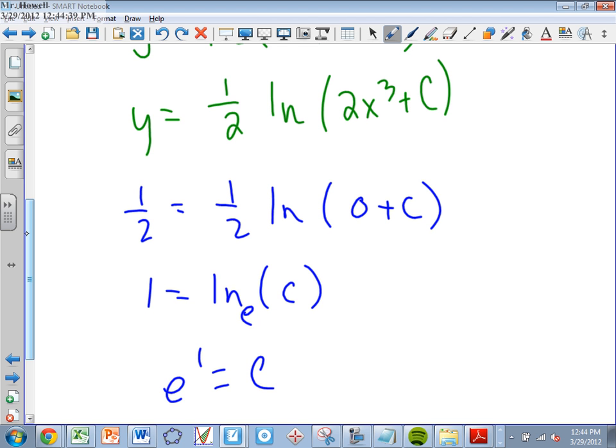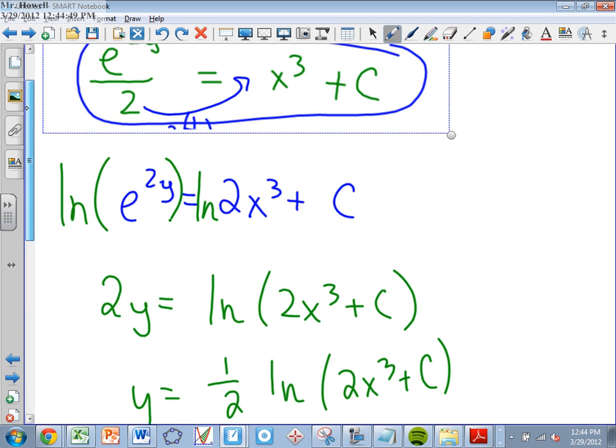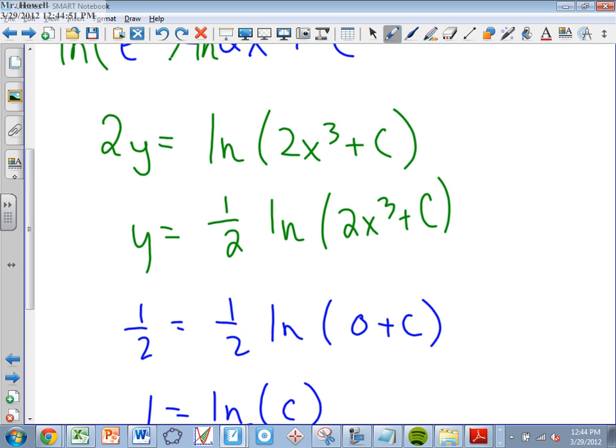Now, if you had done this instead, if you had taken the natural log of this side over here and plugged in the initial condition afterward, let's see what we would have gotten. So we had earlier, what was it, e squared over, or e over 2 here? So that would have been right here?